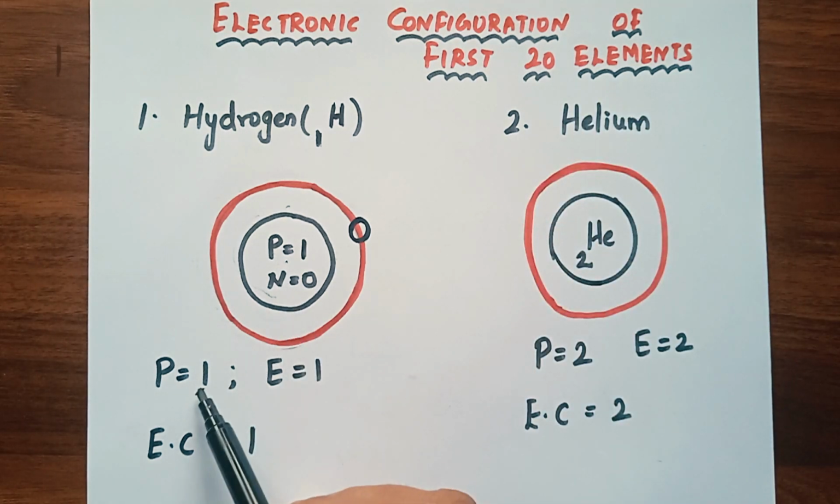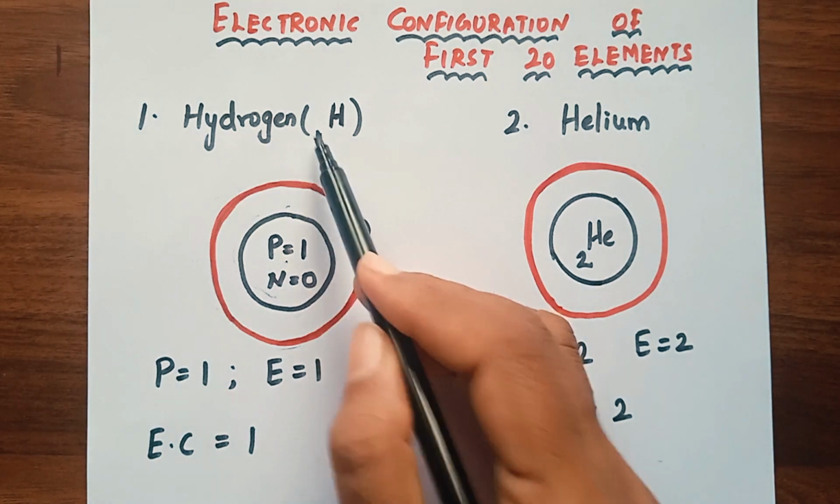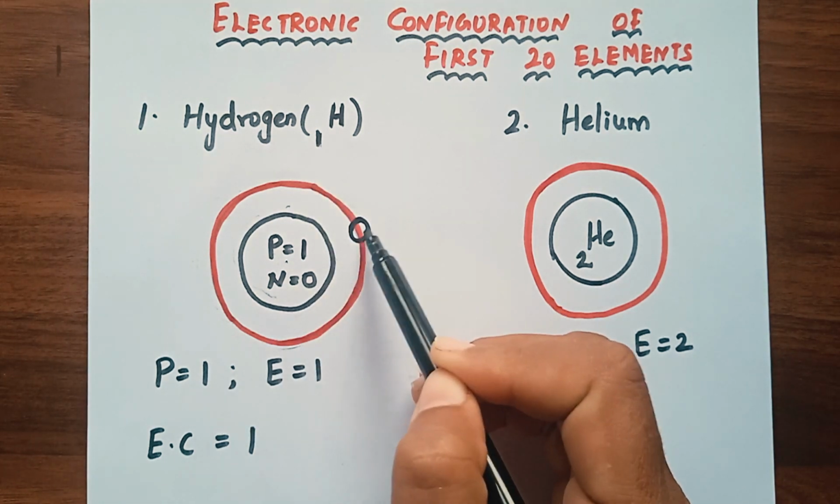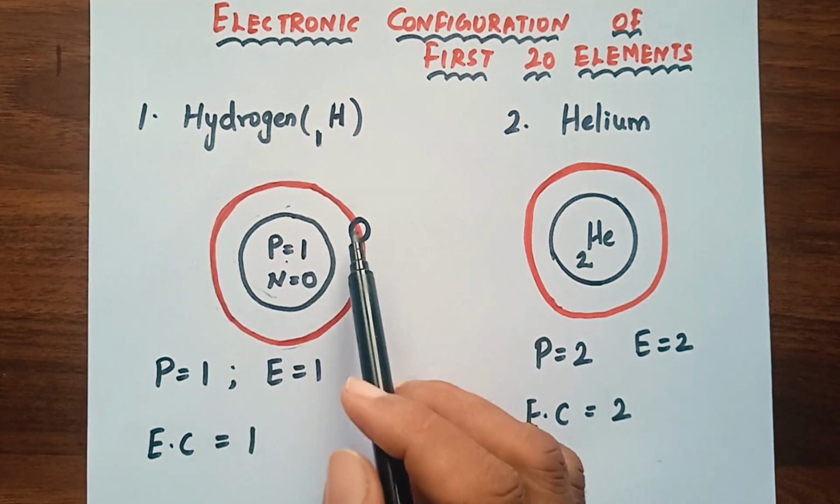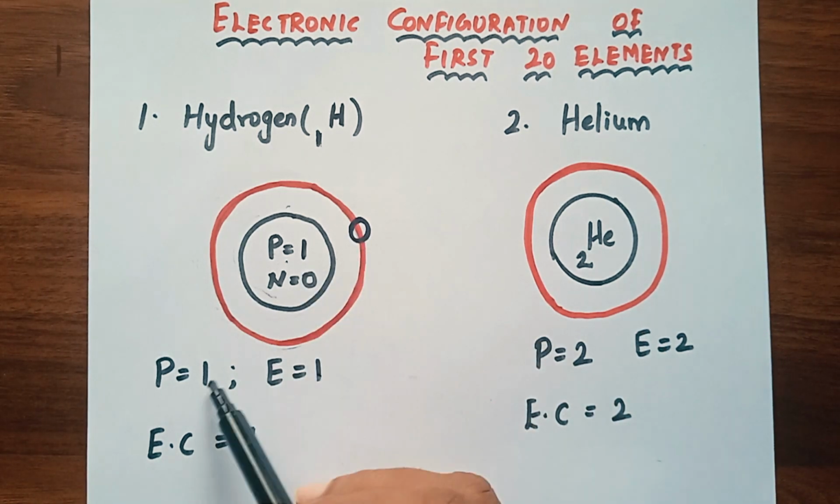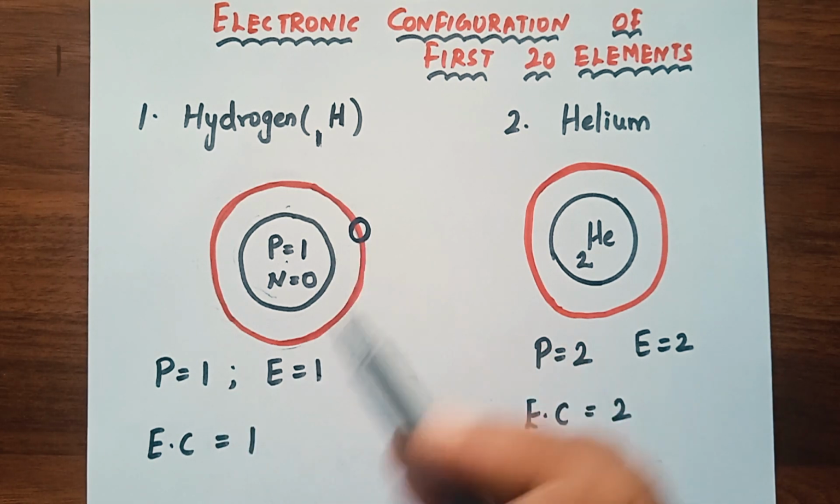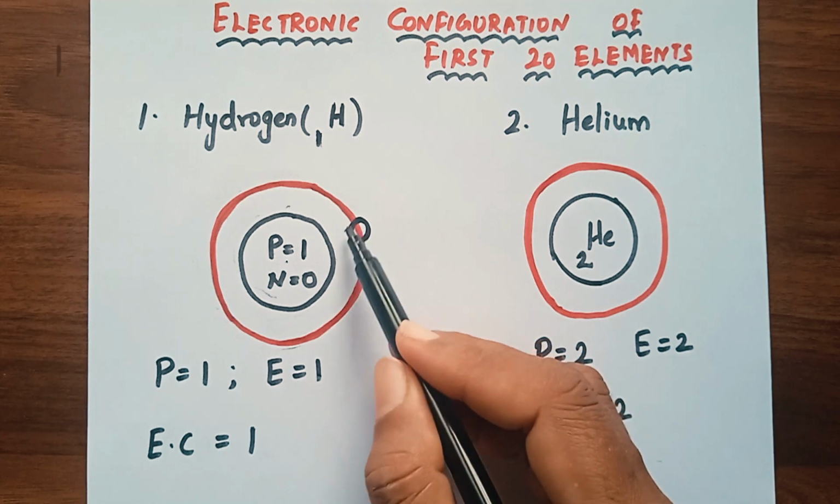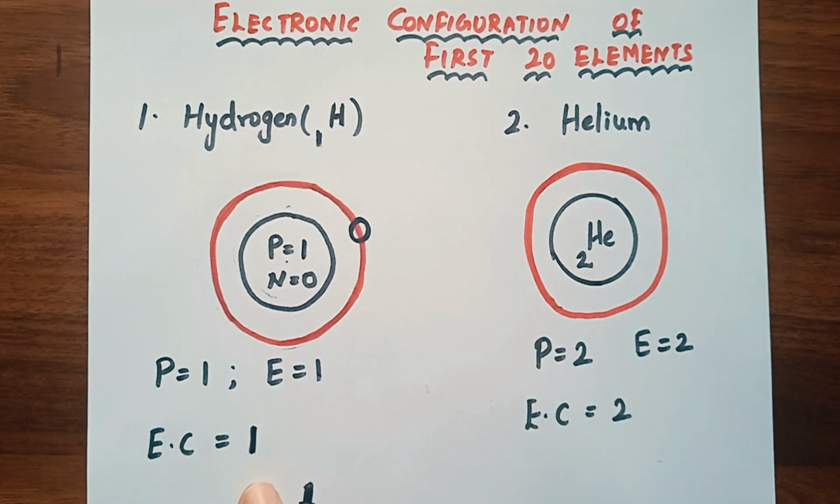The number of protons and the number of electrons will always be the same. So protons equal 1, electrons equal 1. So what is the electronic configuration? Since we have only one electron in the first shell, the electronic configuration is only 1.